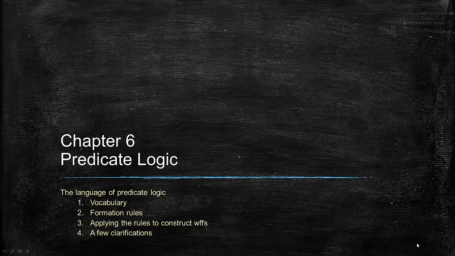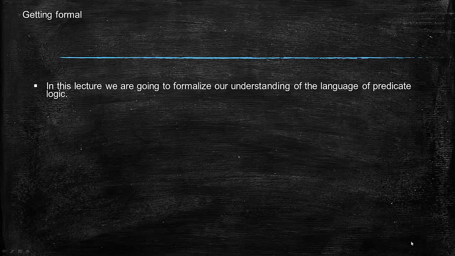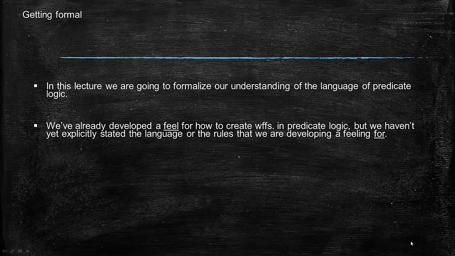All right, so now we're going to discuss the language of predicate logic at a formal level: the vocabulary, the formation rules, applying the rules to construct woofs, and a few final clarifications. So we're going to formalize our understanding of the language of predicate logic.